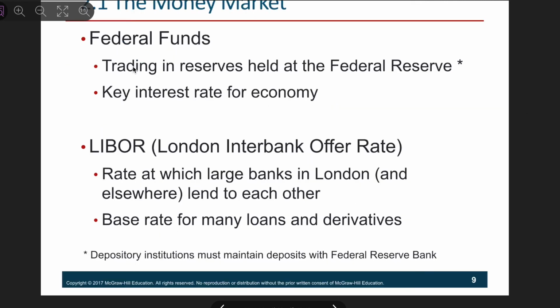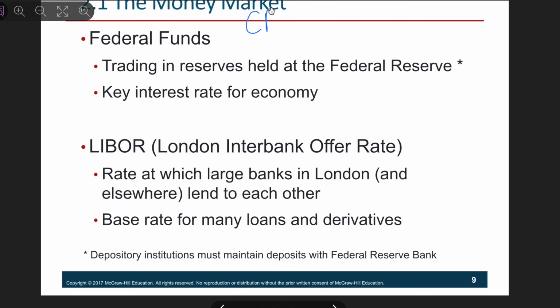Next, we have the federal funds and the LIBOR. So federal funds are the funds traded in the reserves held at the Federal Reserve. All of the banks are required to have some portion of reserves in their bank at the Federal Reserve, right?